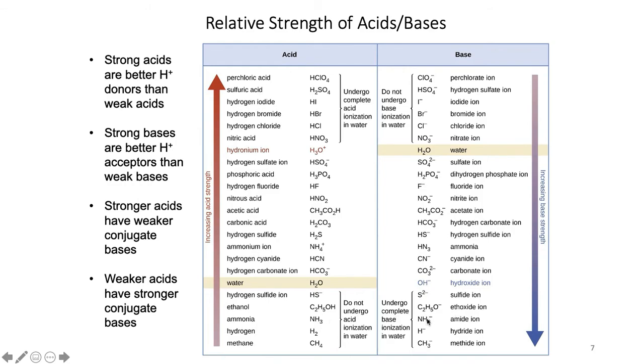So you have these strong acid, weak base, weak acid, strong base pairs in solution. And in general, the stronger the acid, the weaker the base. As the strength of the acid increases, the strength of the base decreases. And this is for acid-base pairs.